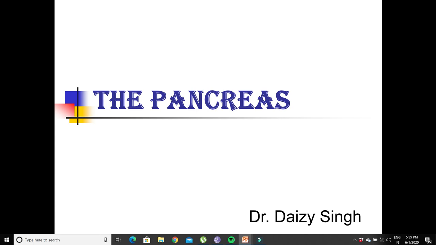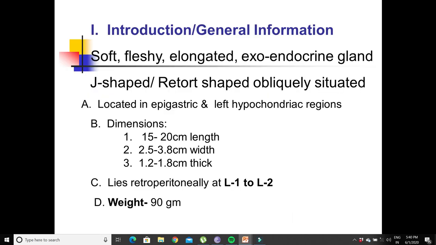So let's start our lecture on the pancreas. Today we are going to study the pancreas. Now, just to introduce you to this gland, it is a soft, fleshy, elongated, exocrine as well as endocrine gland, and the shape is J-shaped or retort-shaped. Sometimes we use the word retort-shaped. I hope you remember from your chemistry classes the spherical vessel with a long downward pointed neck.